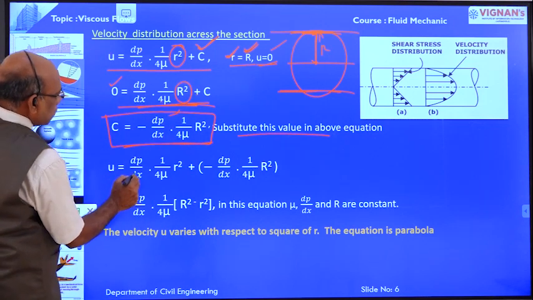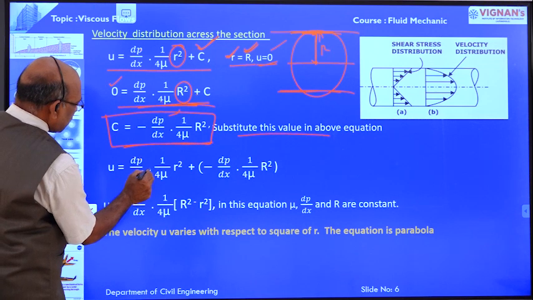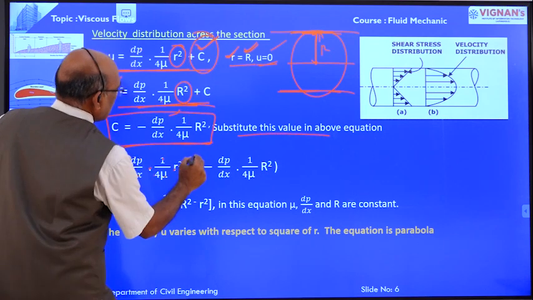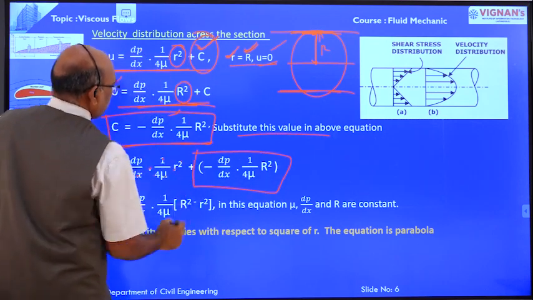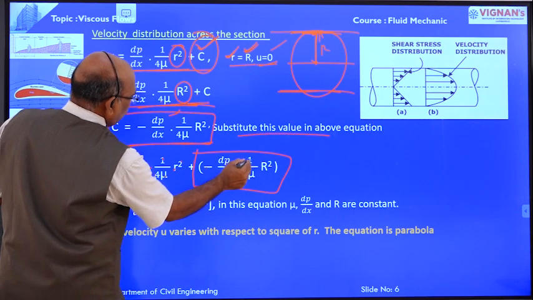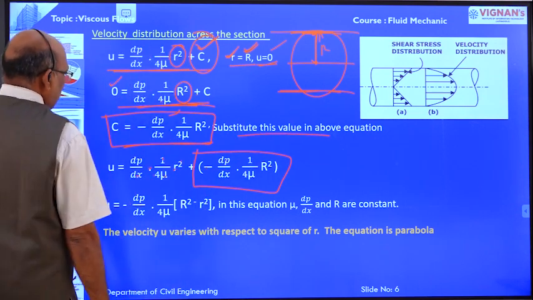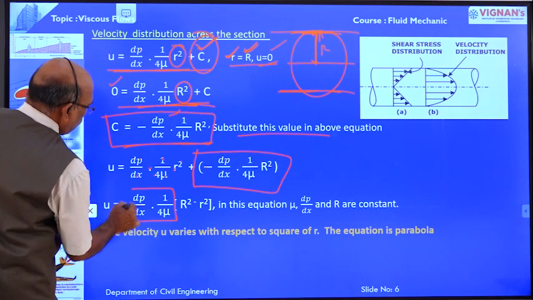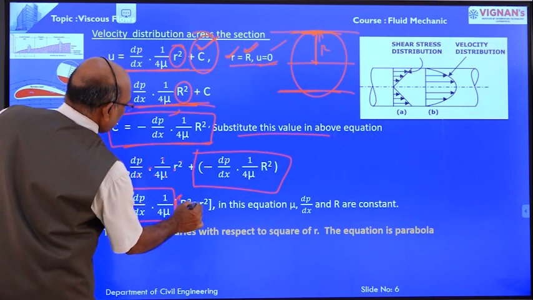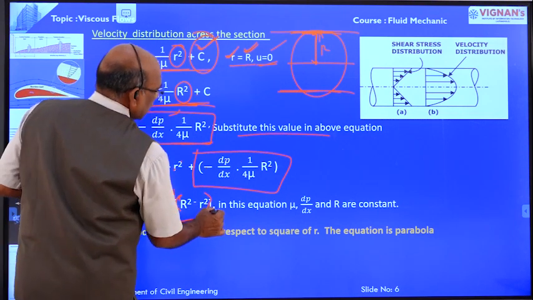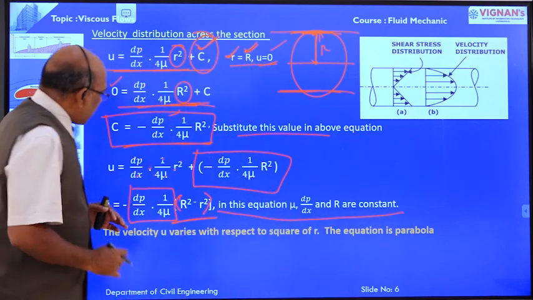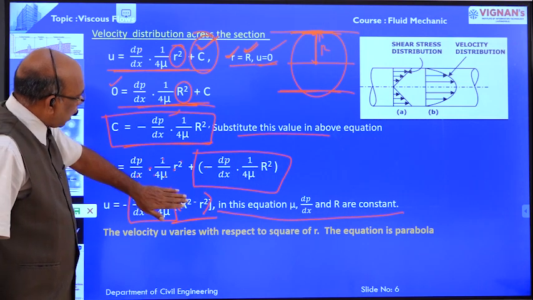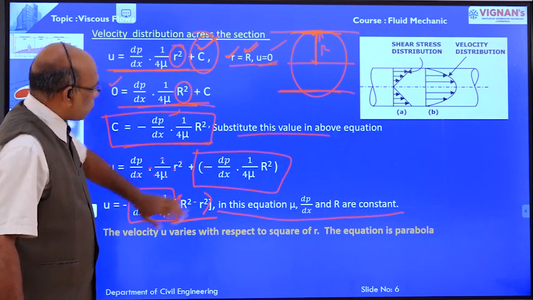Therefore, u is equal to ∂p/∂x into 1 by 4μ into r², and in place of C we take minus ∂p/∂x into 1 by 4μ into R². Here we take the constants ∂p/∂x and 1 by 4μ common, then R² minus r². So u is equal to ∂p/∂x into 1 by 4μ into (R² minus r²).